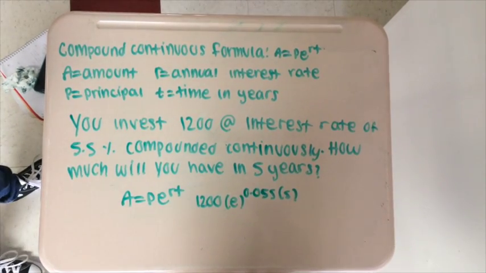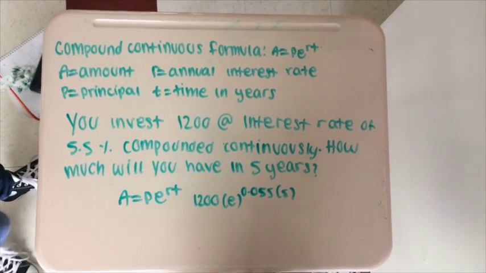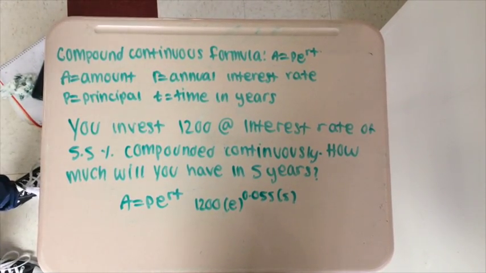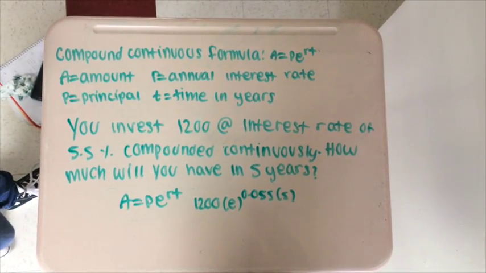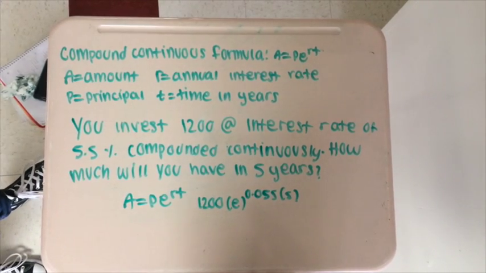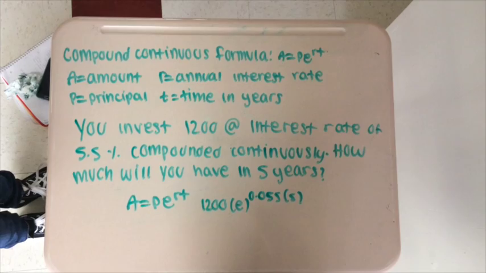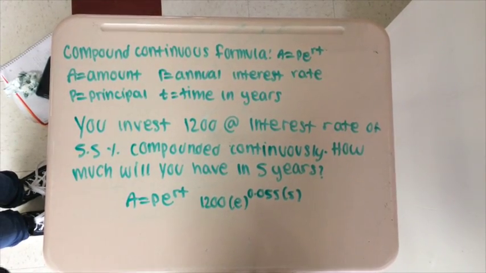An example would be you invest $1,200 at an interest rate of 5.5% compounded continuously. How much will you have in 5 years? So the formula is A equals P e to the power of RT. So you would plug it in, which is 1,200 e to the power.